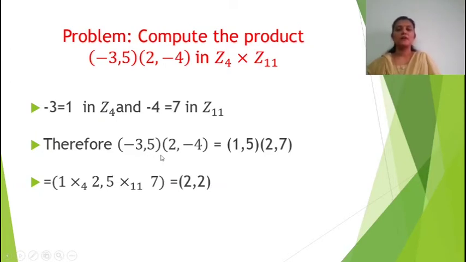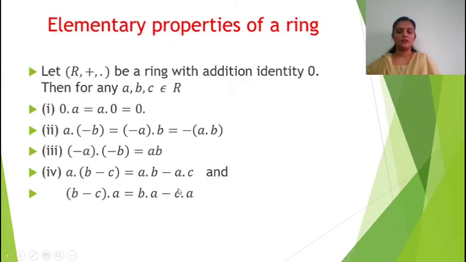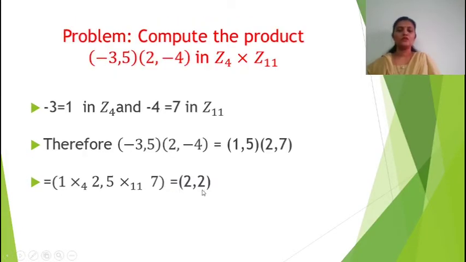Therefore (-3, 5)(2, -4) is equal to, instead of -3 we write 1, so (1, 5)(2, 7). Now we have to find the product. This is 1 multiplied modulo 4 by 2, and 5 multiplied modulo 11 by 7. 1 times 2 modulo 4 is 2. 5 times 7 modulo 11 is 35. When we divide 35 by 11, 3 times 11 is 33, plus 2, so the remainder is 2. Therefore the answer is (2, 2).